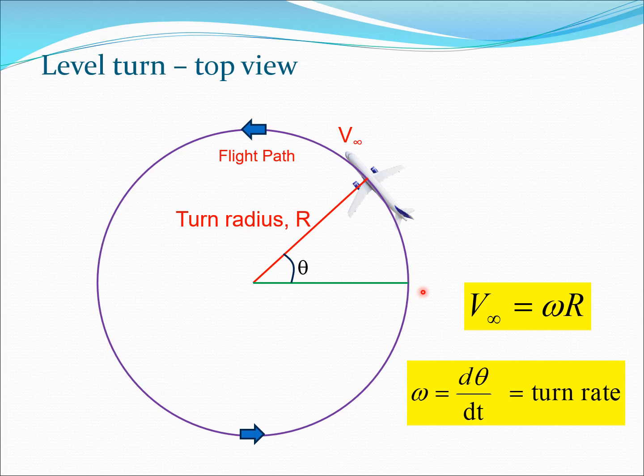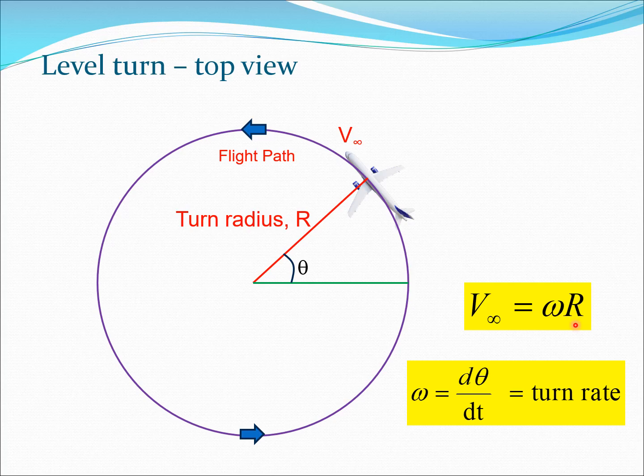From our kinematics or theory of circular motion, we know that the angular velocity is d theta by dt, and this is known as the turn rate in aerodynamics. So this is something we need to remember: omega equals d theta by dt is equal to the turn rate. And of course we have the turn radius. These two parameters, turn radius and turn rate, are going to be critical in turning flight. We also have one more equation from circular motion, that is v infinity equals omega into r.